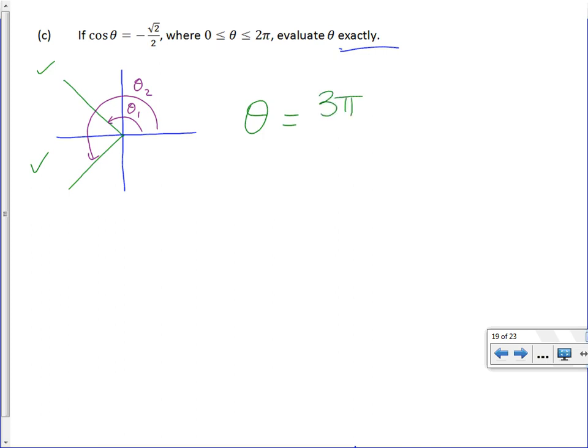3 pi over 4, 5 pi over 4. Done. No calculator. Calculator, goodbye. Didn't touch you. Didn't need it. Exact ones, you never need a calculator. Make sense? Okay.